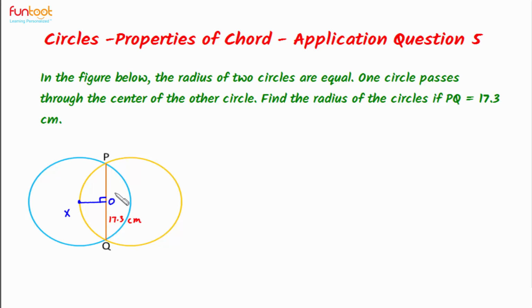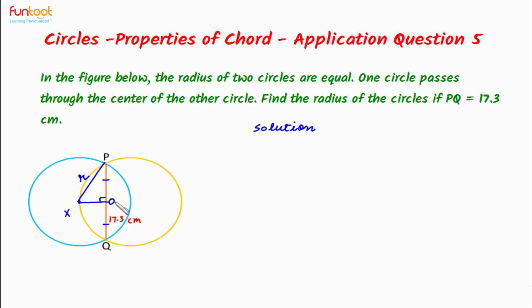Now the perpendicular from the center will bisect the chord, so length PO will be equal to length OQ. Let's join PX to complete the right triangle POX. Now PX is the radius which we need to find in this question. We can call it R. And we know that PO will be half of 17.3 centimeters. So in right triangle POX, we can apply the Pythagoras theorem if we know OX. But how can we know OX? Let's try to find out.